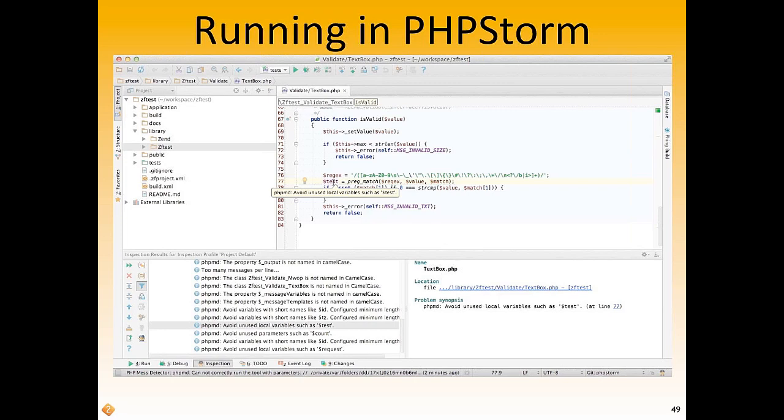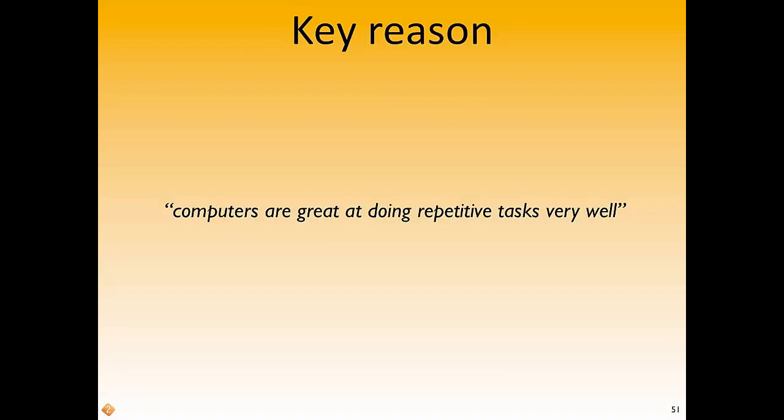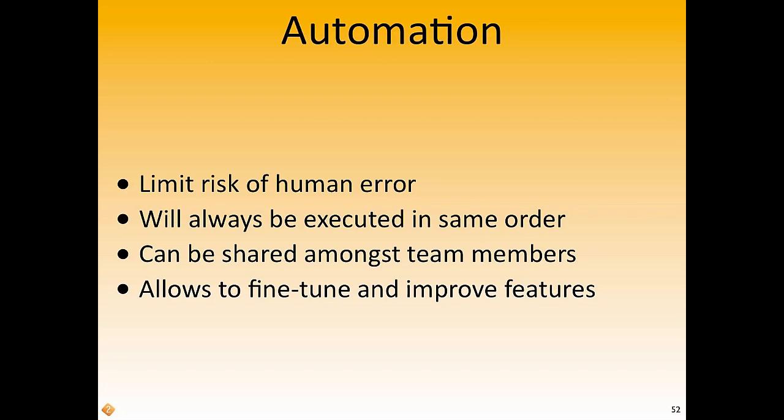We talked about several tools, and of course you can run it manually, but the goal is to have it in some sort of automation. Because, let's be honest, computers are great at doing repetitive tasks very well. So all the tools that we described and that you saw run manually, we should automate this because we want to limit the risk of human error. It will always be executed in the same order, and it will always run the same way for every developer on your team.